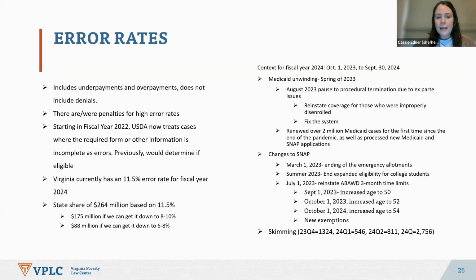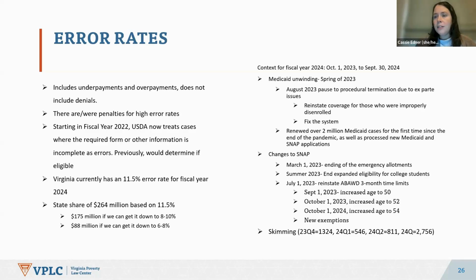Virginia's current error rate is at 11.5%. We would be paying roughly $264 million if that error rate doesn't go down, or up. It would be $175 million if we get it between the 8 and the 10, and $88 million if we can get it down to 6 to 8%. There's no state share if it goes below 6%.